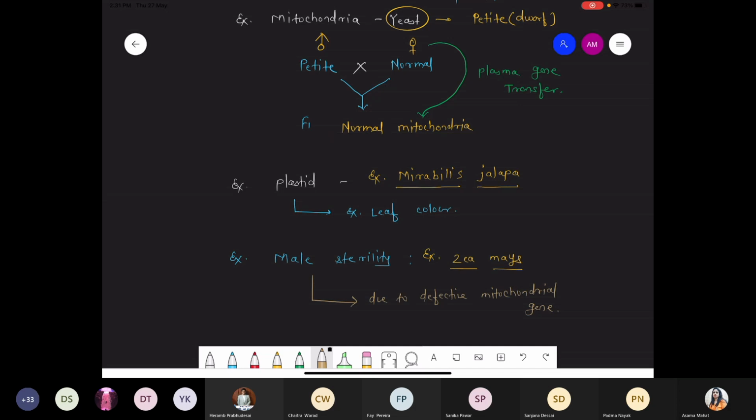Ma'am, how do mitochondria affect reproduction? Normally, yes, what happens? Mitochondria is one organelle, and that organelle is present inside the cell, right?